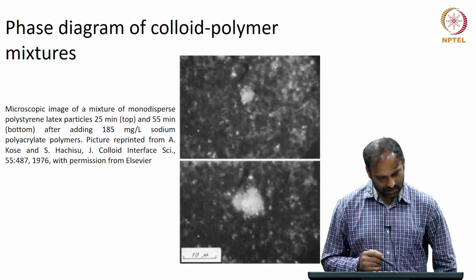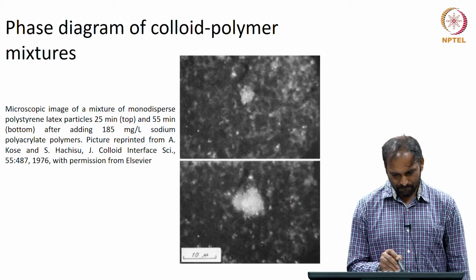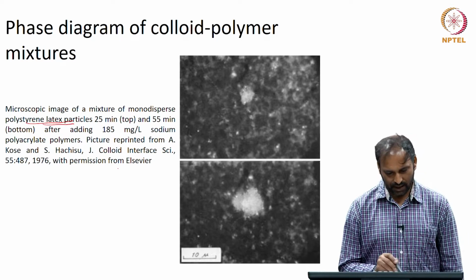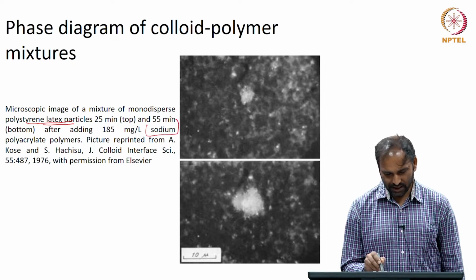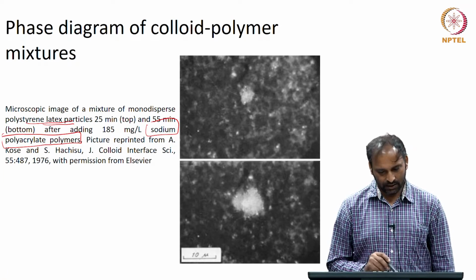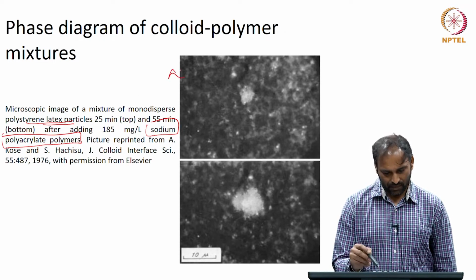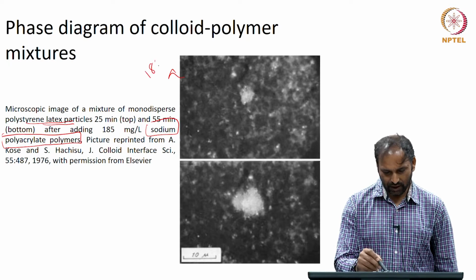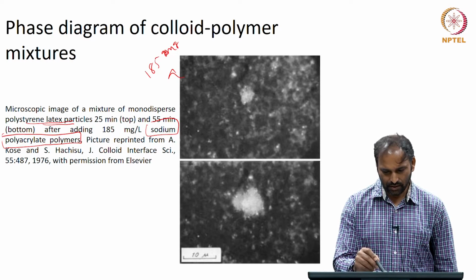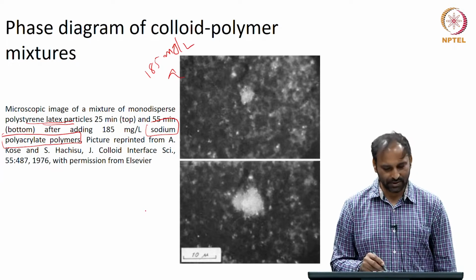These are some experiments where what is done is, it's a mixture of polystyrene particles and a polymer. In this case, it's sodium polyacrylate, and that's added at different concentrations. So this is the same concentration, 185 milligrams per liter. The same concentration of the polymer is added.